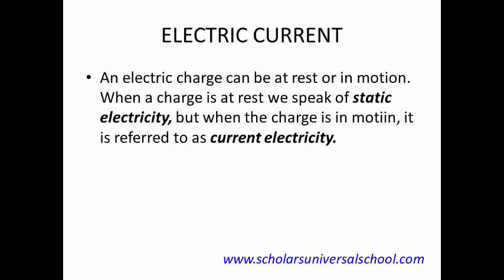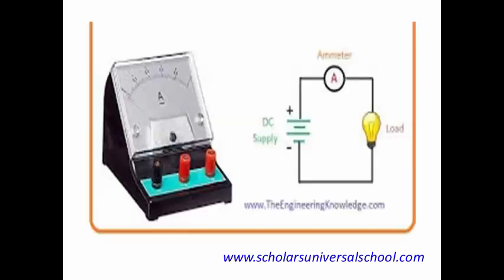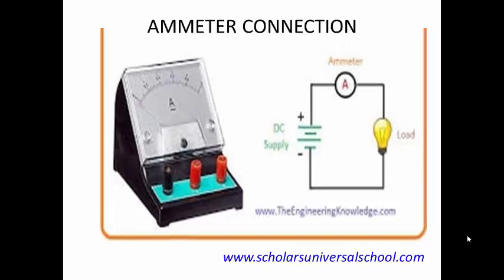Now, we have defined electric current initially to be charge in motion. This is a diagram of ammeter. Now, the ammeter is usually connected in series in a circuit. Now, we'll be talking about how ammeters are usually connected in an electric circuit. Remember, we have said ammeters are used to measure electric current flowing through a conductor. Now, ammeters are always connected in series in a circuit.